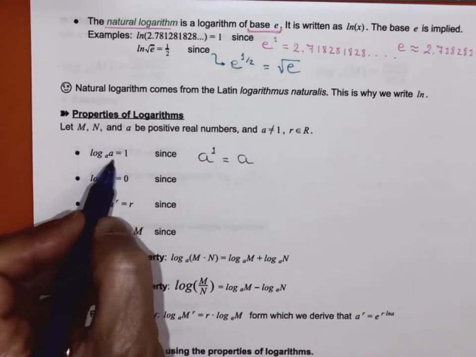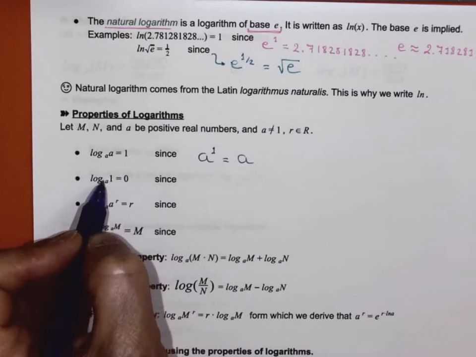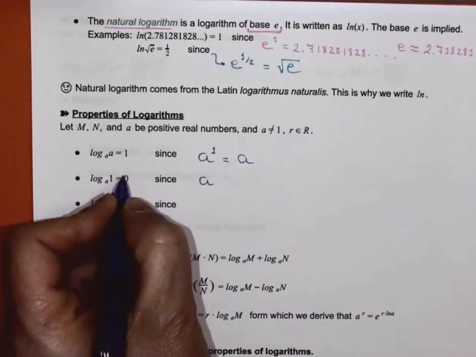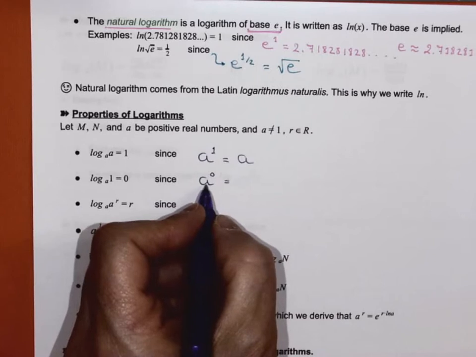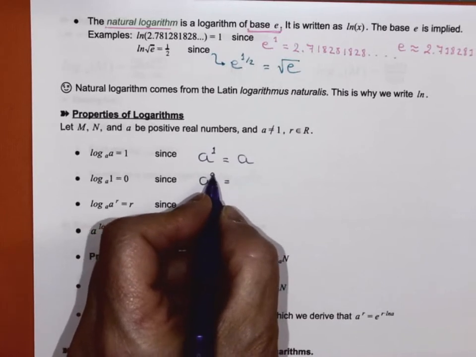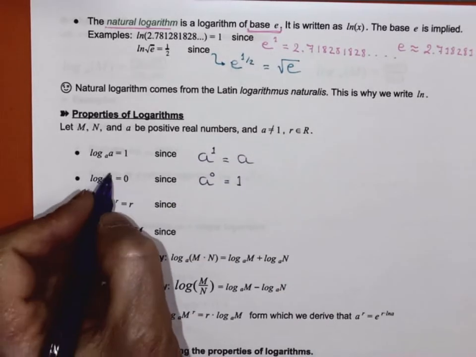Log base a of 1 equals 0. Well, let's switch it to exponential. The base a to that power has to be equal. We know that a, and any number to the 0 power except 0 itself, is going to be 1, right? So we know that's going to be true also.